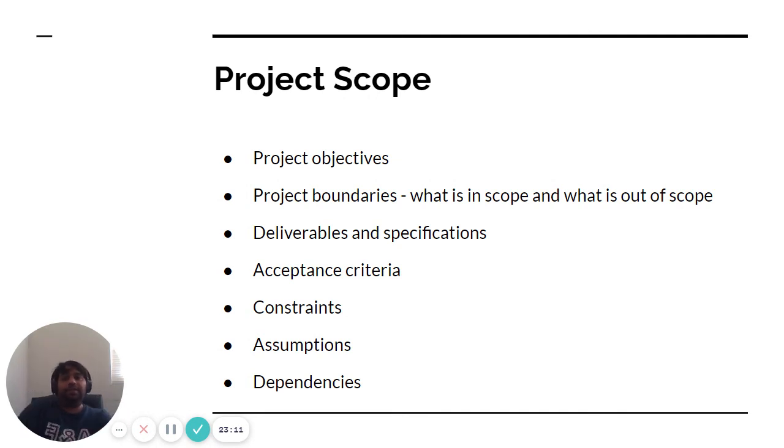The last point is dependencies. Whatever project you are working on, there is a dependency of everything related to certain operations. For example, your competitor: your product is launching, but somebody else comes up with a good product. Those are dependencies considered part of the project scope. If somebody comes up with a greater product, your product is going to fail. So those are called dependencies.